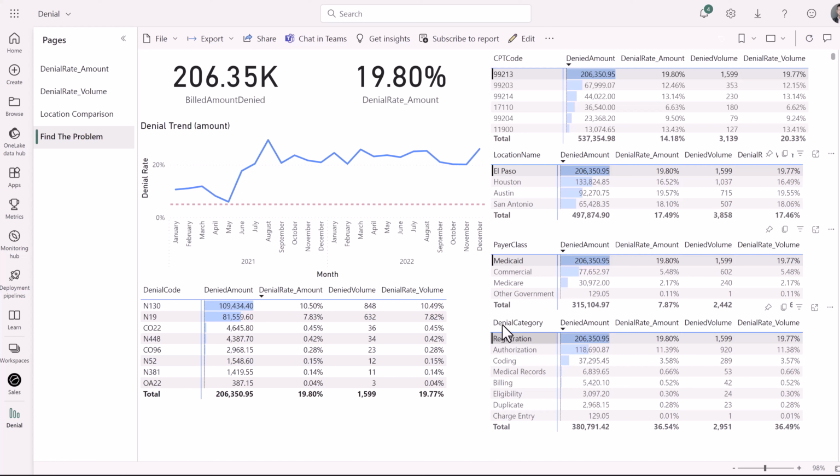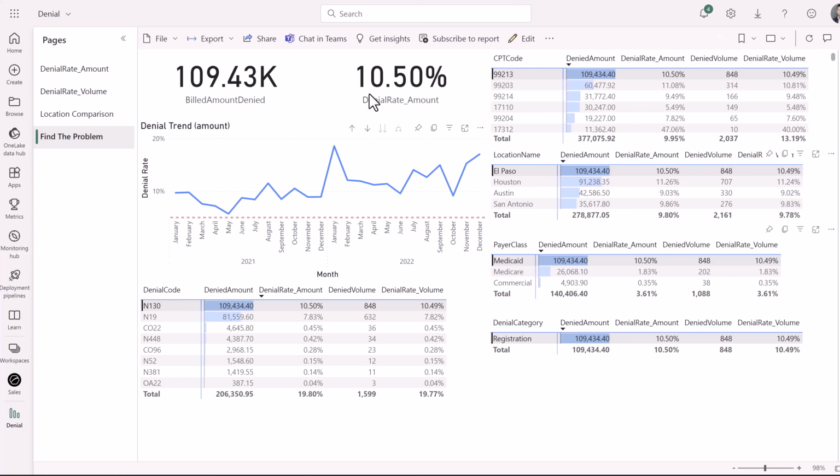I'm getting denied $109,000 over this period in 99213 code alone. If I select that code, I can see that code alone is a 10% denial rate, and that code alone has resulted in 109,000 in denials. I would want to take that information back and understand why that's happening. Really understand the reason for the denial, figure out how to solve it, impact the business process, and then continue to measure.